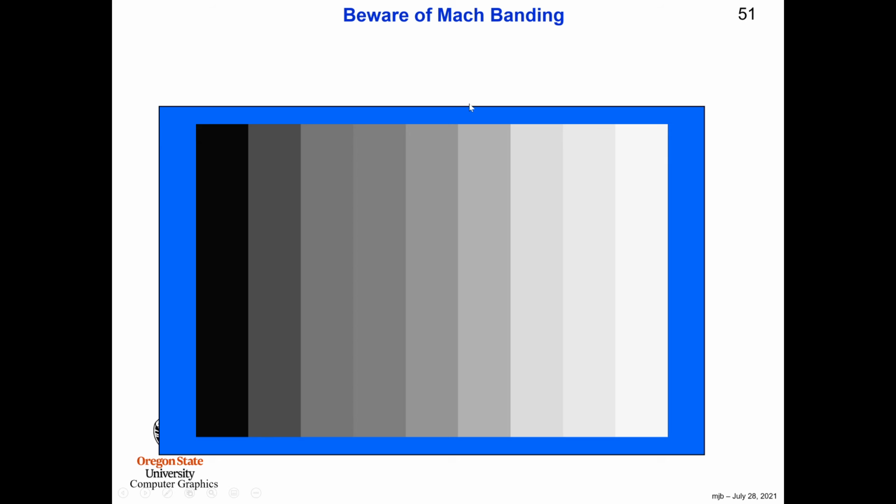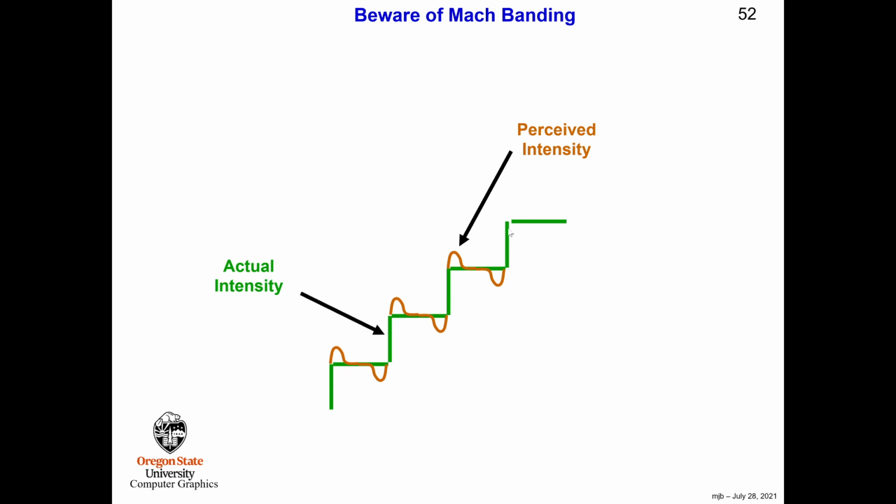Here's another cool one. Does it look like these are scalloped, like the columns of a Greek temple? Yes, it does look that way, but they're not. They are solid bars of color. What's going on? Well, this is something called Mach banding, and it works like this.